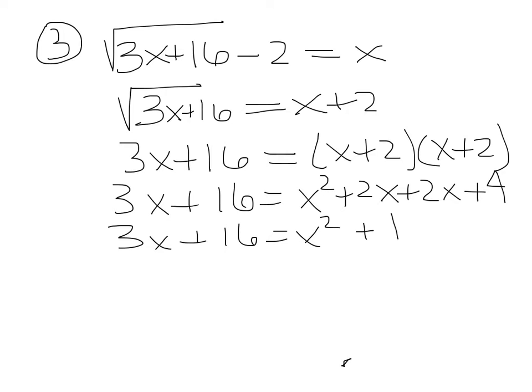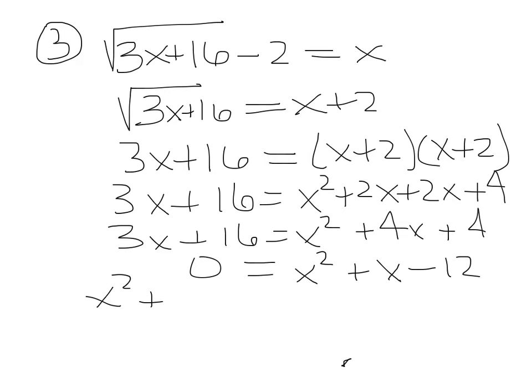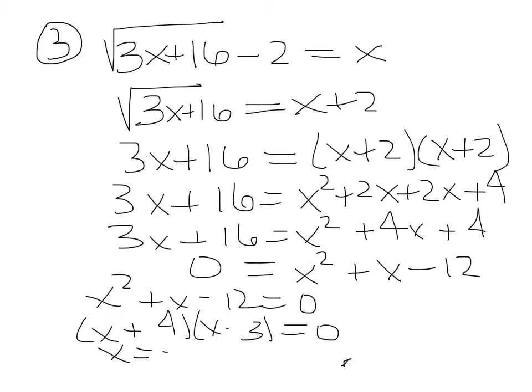And I have a quadratic, and what I'd like to do is get all the terms on the same side. I'm going to add these two x's together first to get 4x, and then I'll subtract the 3x over, so I'm left with 1x, and I'll subtract the 16 over, so I'm left with negative 12. So I have x squared plus x minus 12 equals 0, and when I factor, I'll get x plus 4, x minus 3, which looks like then I'll have the answers negative 4 and positive 3.